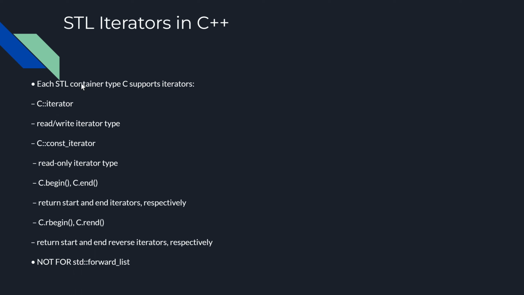STL iterator. Each STL container of type C supports iterators. C::iterator is a read and write iterator type. C::const_iterator is a read-only iterator type. C.begin() and C.end() return start and end iterators respectively. C.rbegin() and C.rend() return start and end reverse iterators respectively, not for std::forward_list.